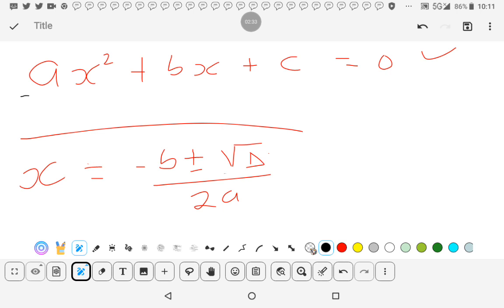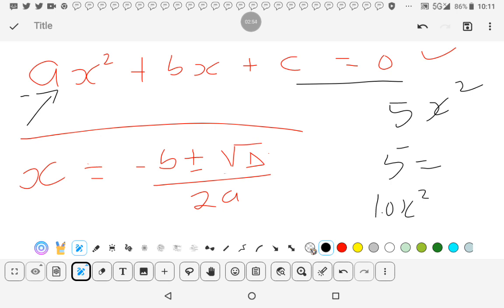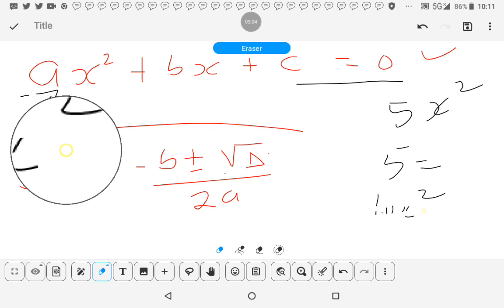Remember, this is the form of the quadratic equation. So a is the coefficient of x squared. Recall that if I said 5x squared, the coefficient of x squared is 5. If I said 10x squared, the coefficient of x squared is 10. So a here is basically the coefficient of x squared.